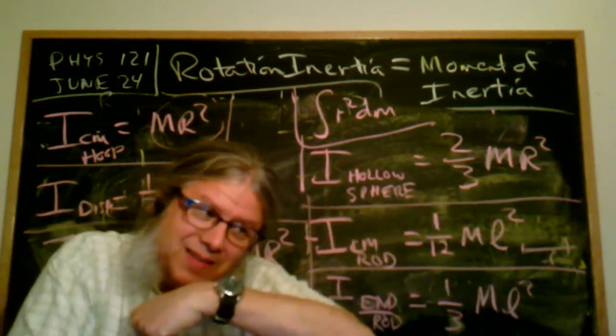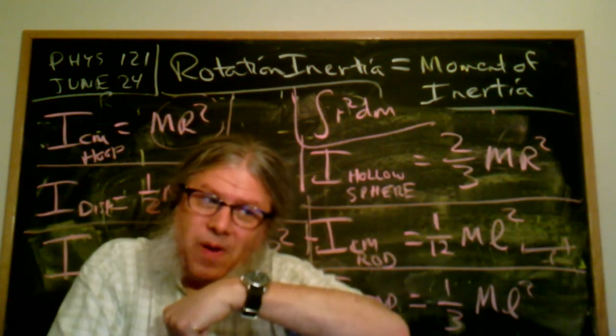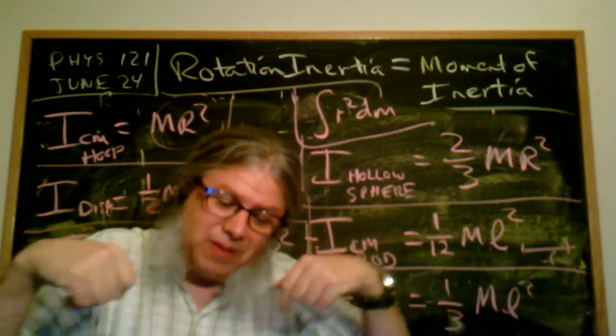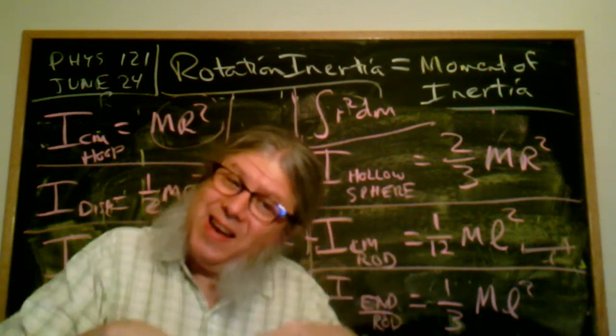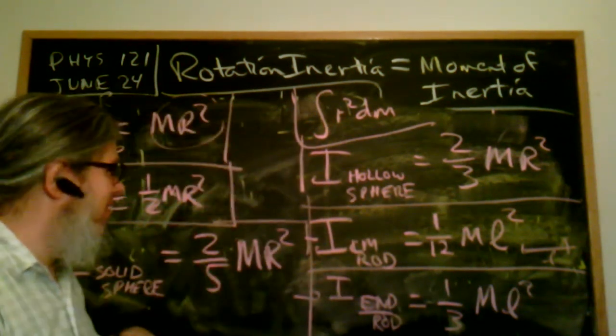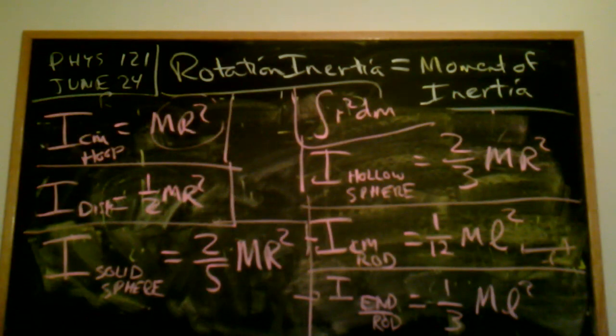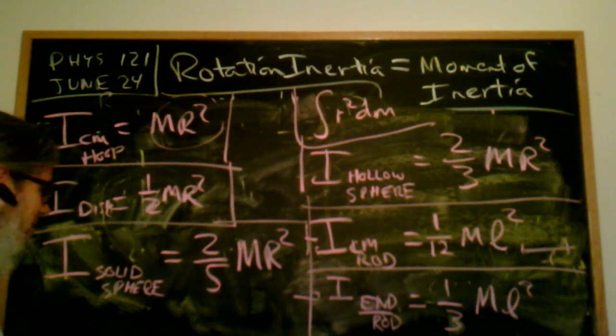The more compact the object is, in other words, the more the material is concentrated near the axis, the smaller the rotational inertia is, right? Okay, that's all we've got for this.